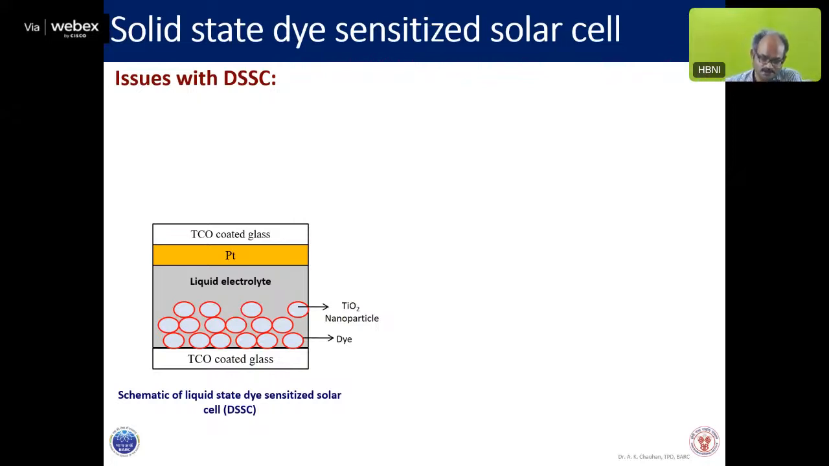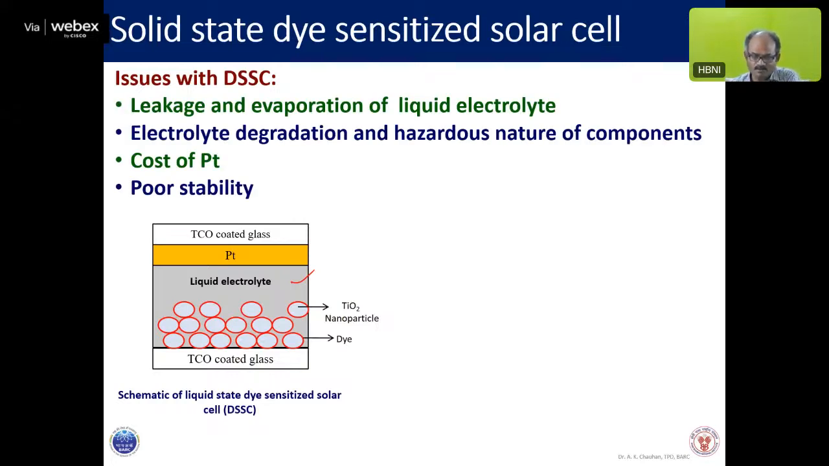The first problem is this liquid. Whatever way you prepare it, there's a probability this liquid is going to seep out. Once your liquid goes out, your DSSC stops working. So this is a very big problem. The first thing is the leakage and evaporation of liquid. Then it also degrades, and some components are hazardous. The cost of platinum is also one issue, because platinum is expensive. Even if the layer is very thin, still it is expensive, and the stabilities are poor.